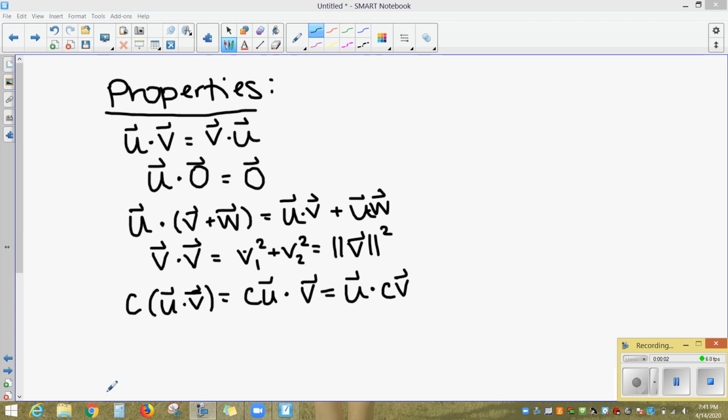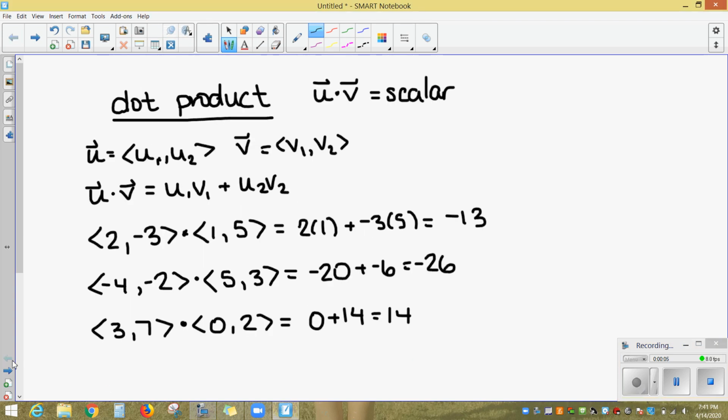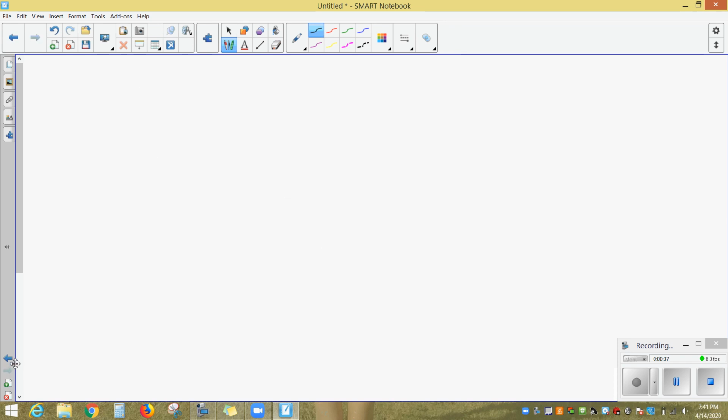Alright, dot products can be helpful also, these rules that we've been talking about, because we can find the angle between two vectors using the dot product. So my formula says if I want to know the angle between two vectors, the cosine of that angle is equal to the dot product of u and v over the magnitude of u times the magnitude of v.